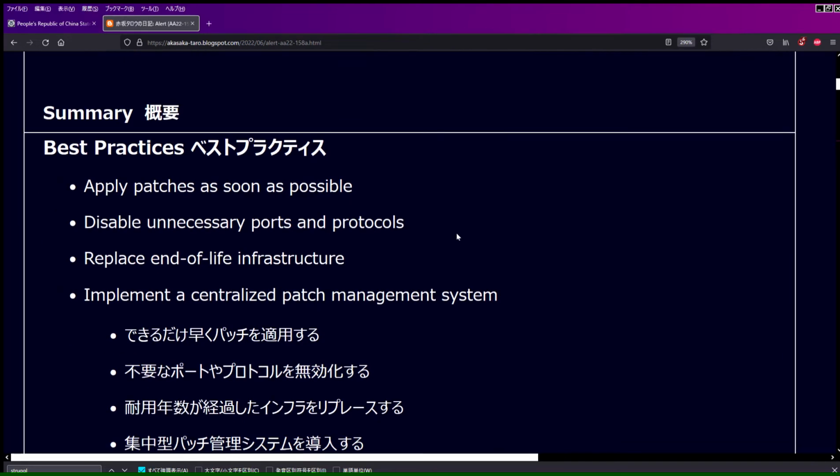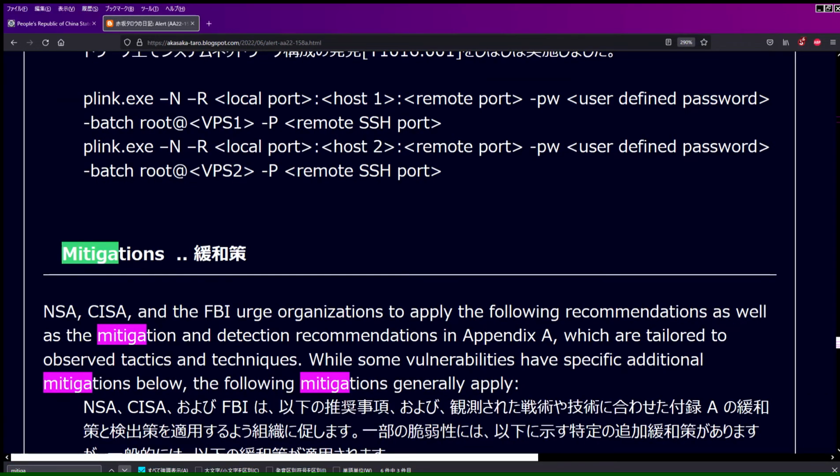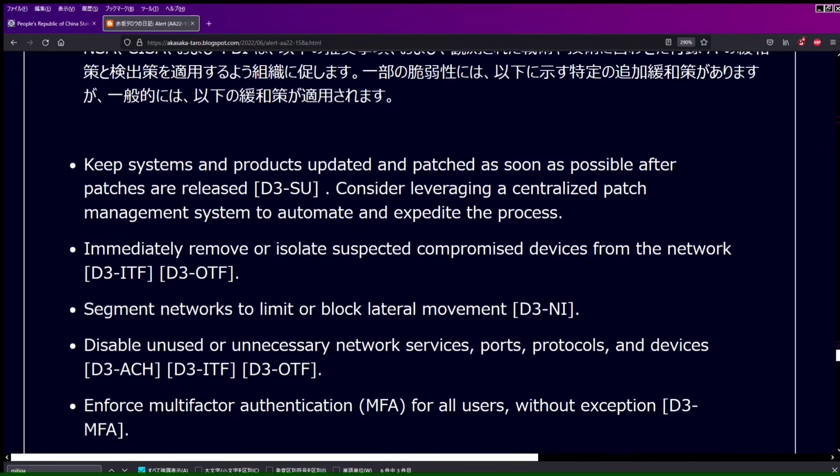Best practices. Apply patches as soon as possible. Disable unnecessary ports and protocols. Replace end-of-life infrastructure. Implement a centralized patch management system. Mitigation. Update systems and products and apply patches as soon as possible after a patch is released. D3 Consider utilizing a centralized patch management system to automate and expedite this process.